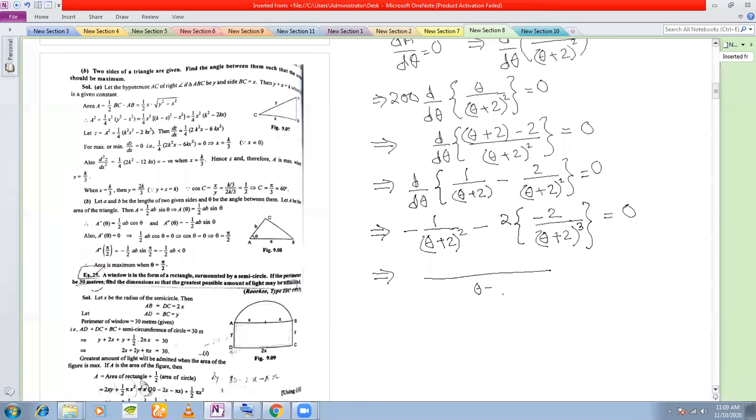Theta plus 2 whole cube. So what do you get? Minus theta plus 2 plus 4 is equal to 0, right?